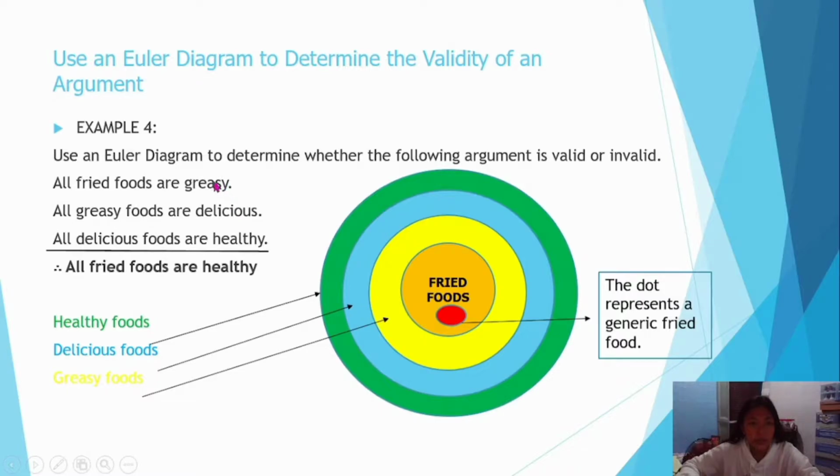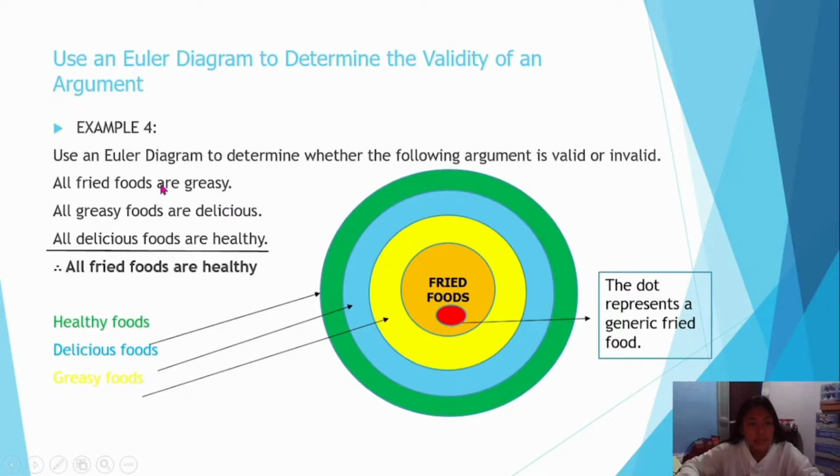These three are what we call the premises. And this one is the conclusion. All fried foods are greasy. All greasy foods are delicious. All delicious foods are healthy. Therefore, all fried foods are healthy.